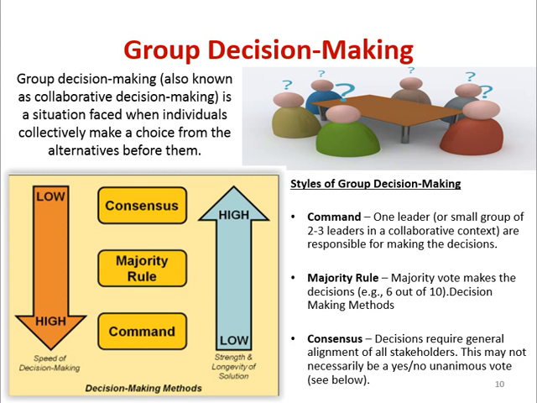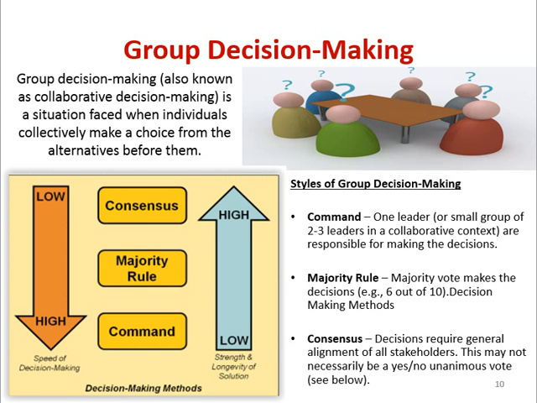So if you see, instead of "see below," please see left. Consensus, majority rule and command are the prime styles of group decision making. If you see the decision making methods, that is the kind of strength. On the command side we have the lowest strength and longevity for solution, but in consensus, which is agreement, it is high. So definitely consensus, that is the agreement based, is the best choice for group decision making.